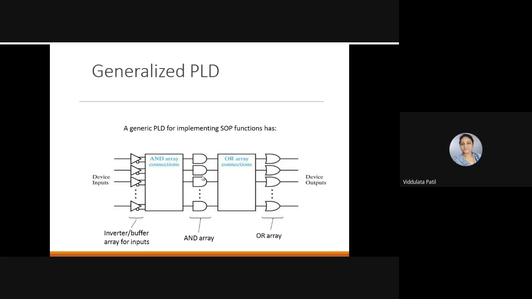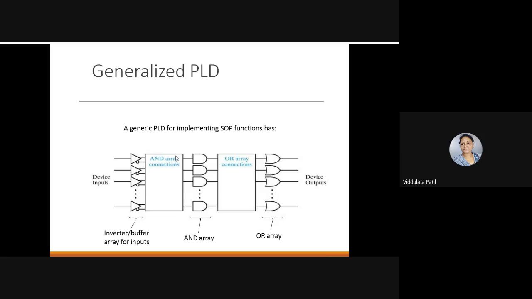In other words, we can say that here we have a decoder-like structure. And here there is an OR gate. So all the outputs of the AND gates are connected to the OR array connections, and from that we will get a device output. So here it is an AND array, and here it is an OR array, and here we have the different connections for these AND gates.